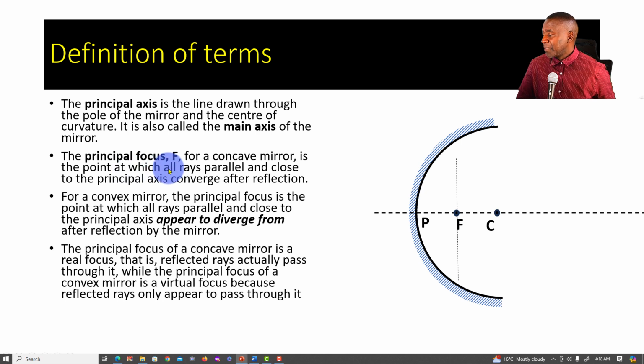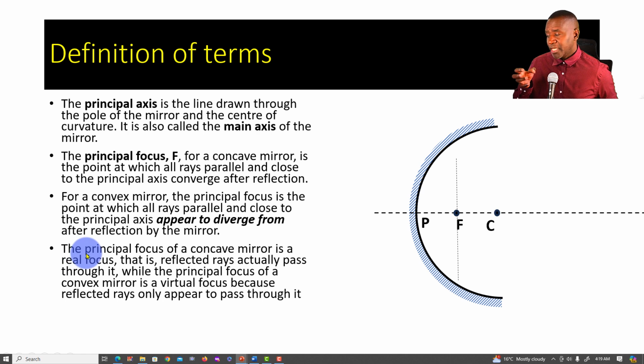The other term is the principal focus. For a concave mirror, it is the point at which all rays which were parallel and close to the principal axis converge after reflection. All of them converge at that point, and we have already seen that. For a convex mirror, the principal focus is the point from which all rays parallel and close to the principal axis appear to diverge after reflection by the mirror.